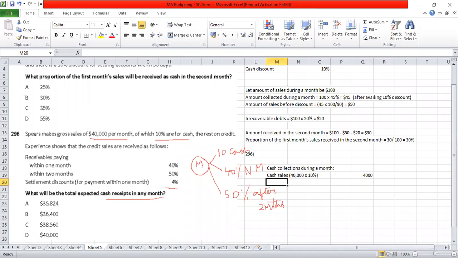They can avail a discount of 4%. So what percentage of the amount will be paid? If 4% is deducted, only 96% of the total amount due will be paid. So cash receipts from the previous month. So I'll write the calculation here. Any month it is 40,000, out of that 40%, out of that 96%.